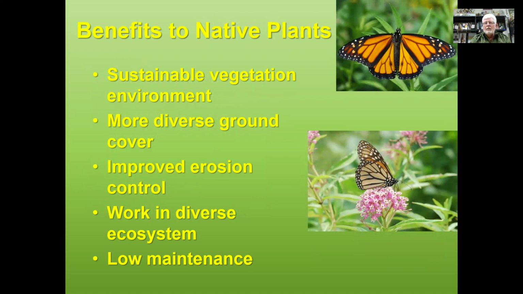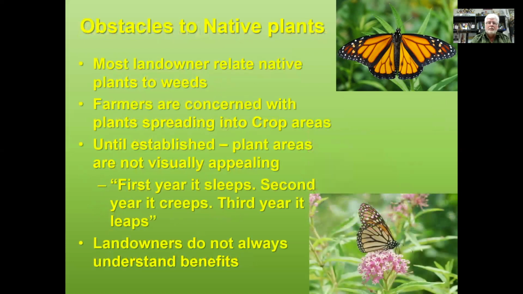Additional benefits to native plants, they tend to be sustainable in the environment. So once you get them going, these are perennials, biennials, and even the annuals, which will reseed. They are part of the system, and they will help to sustain that population. By having these natives, you also create a much more diverse ground cover. These native plants also have, in general, much more elaborate and deeper root systems, so they improve erosion control, stabilizing soil. There are a whole variety of native plants, so they can work in diverse ecosystems. And once you get them established, it's very low maintenance. You really don't have to deal with them too often.